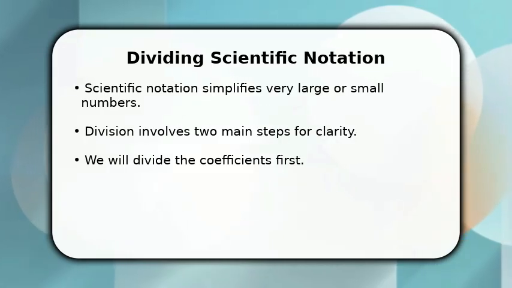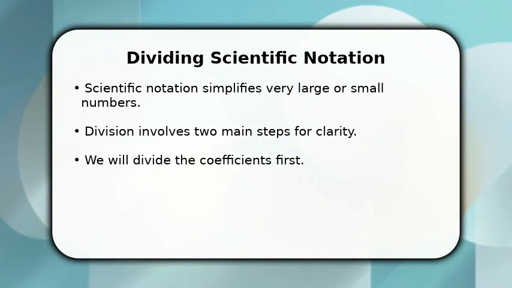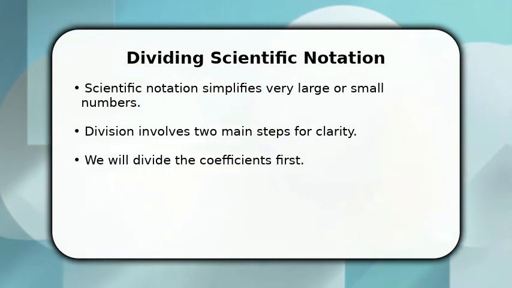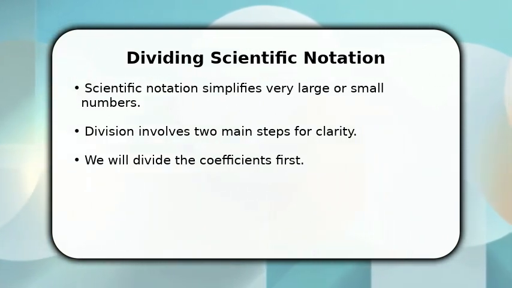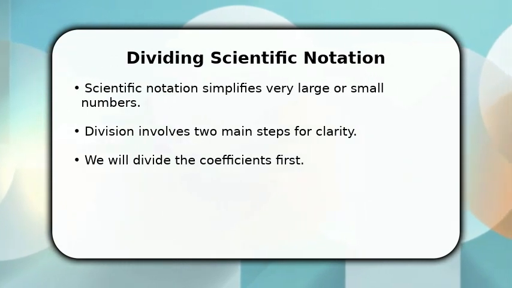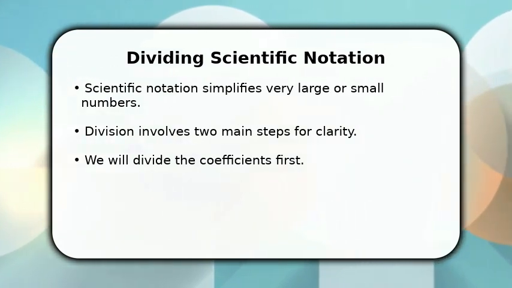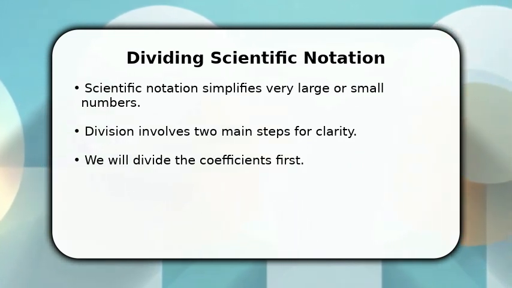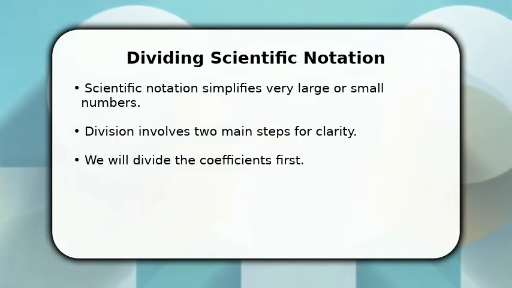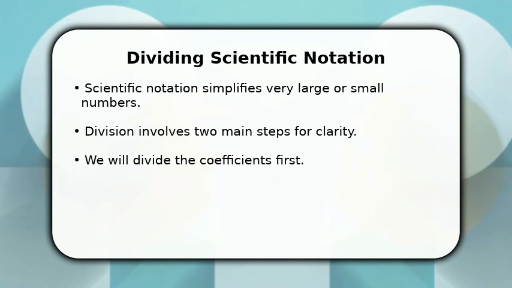In this video, I will explain how to divide numbers written in scientific notation. This process simplifies working with extremely large or small values. We will break it down into two straightforward steps. First, we will focus on dividing the numerical parts, also known as the coefficients. Then, we will move on to handling the powers of 10, which involves a simple subtraction.